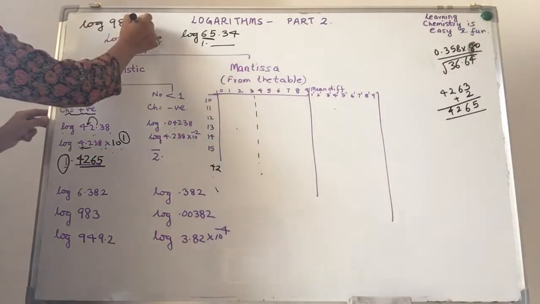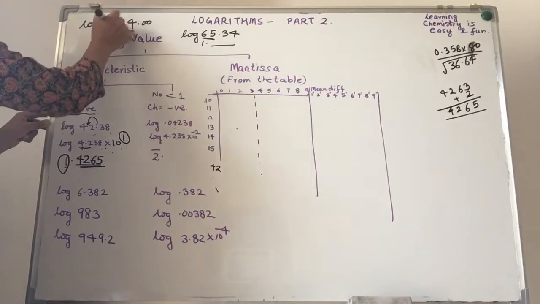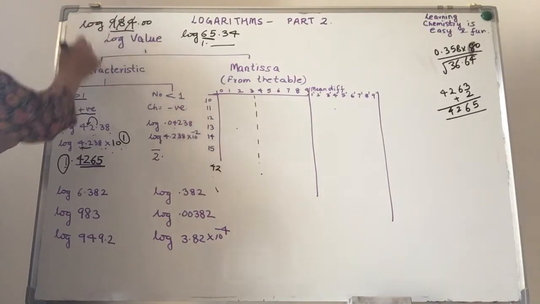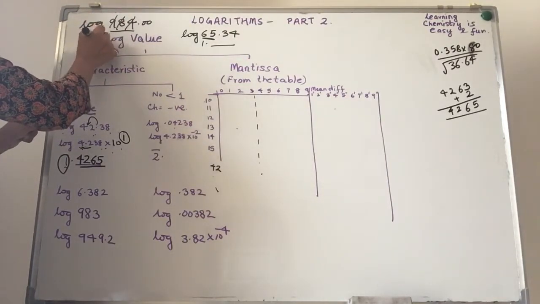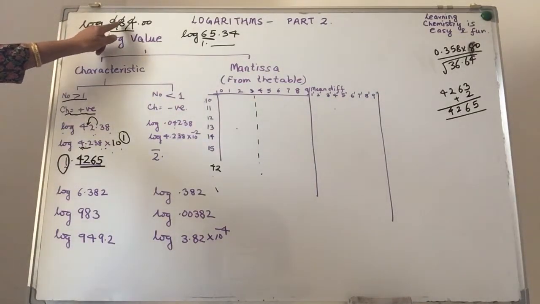Yes, there is a decimal over here. So there are 3 digits before the decimal: 1, 2, 3. 3 minus 1 gives me 2. So the characteristic of this number is 2. And then, after the decimal, you determine the mantissa.